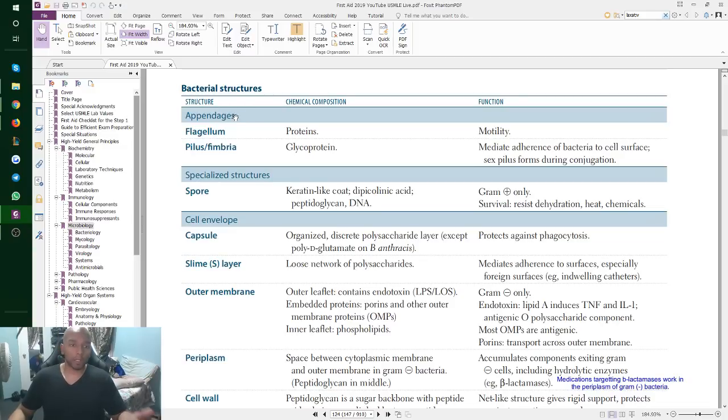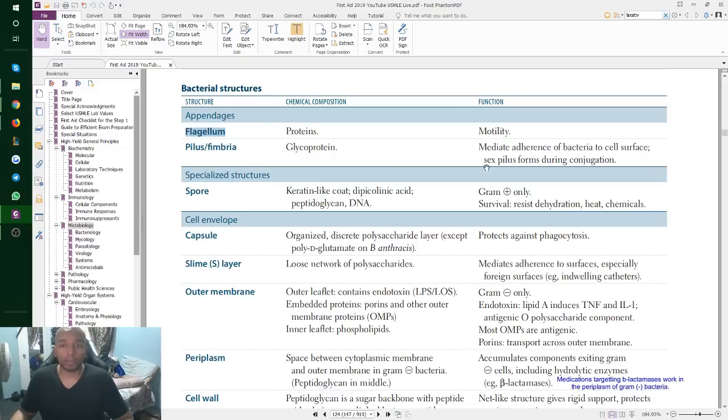So first thing they talk about are the appendages bacteria can have. There's either going to be flagella or a pilus or fimbria. And these things are pretty much giveaways. Like if you see flagella, they're motile, right? And pilus and fimbria, these are glycoproteins, and these are used mostly just for adherence, right? They mediate adherence of bacteria to the cell surface. The sex pilus forms during conjugation, and we're going to see that when we get there.